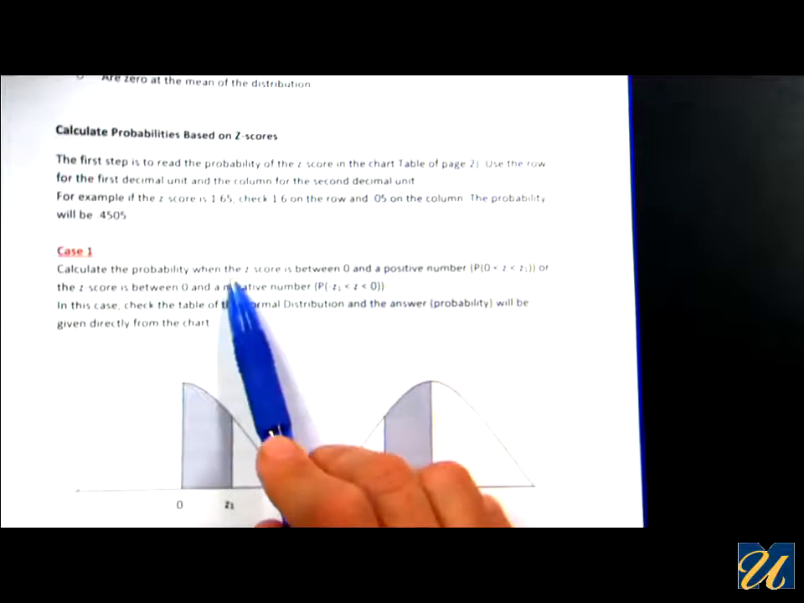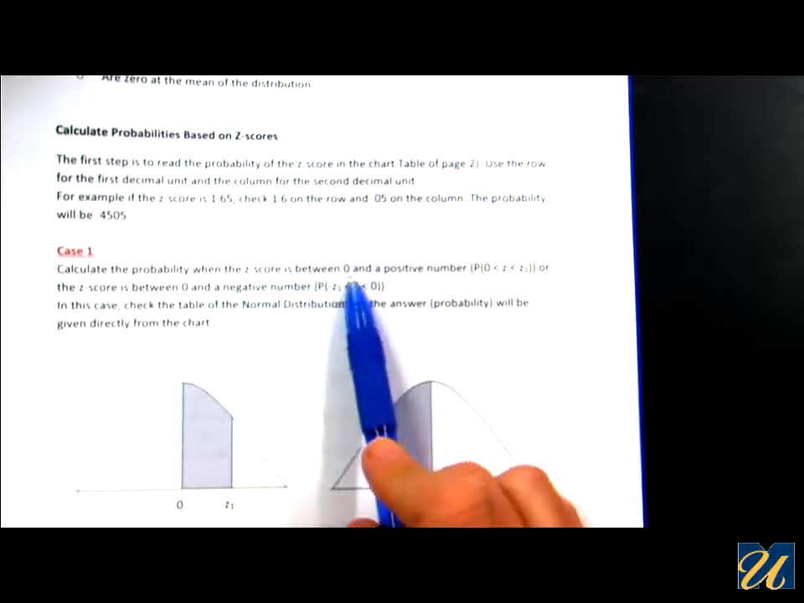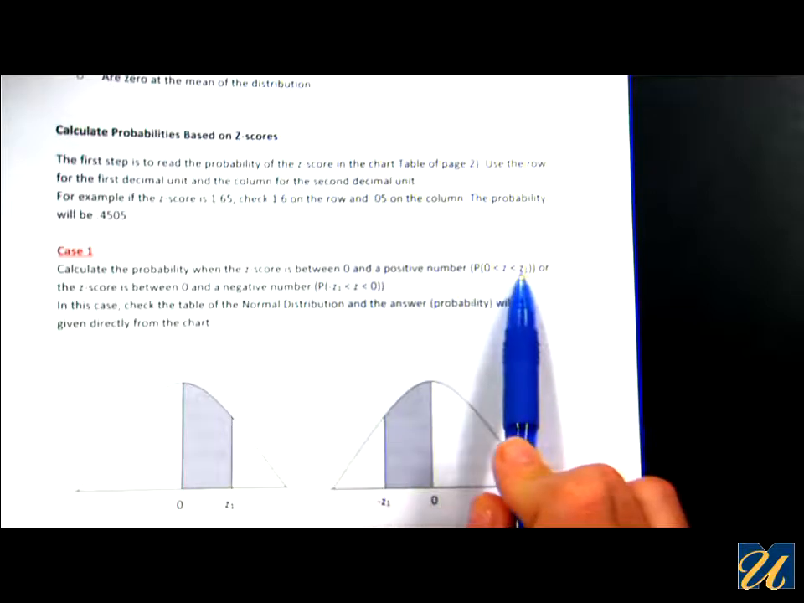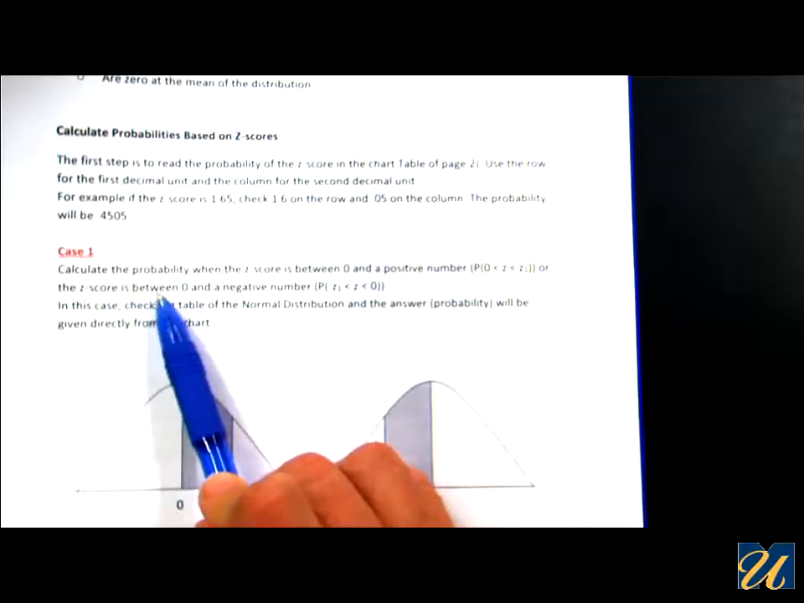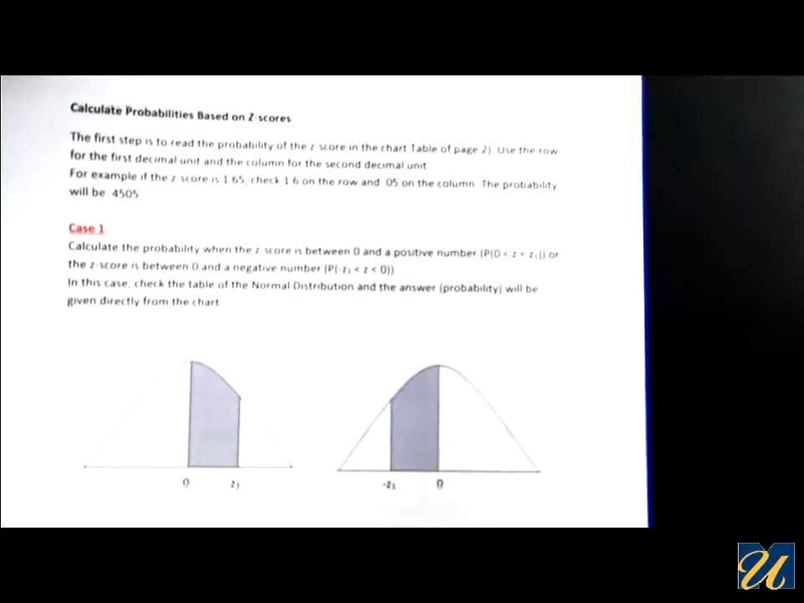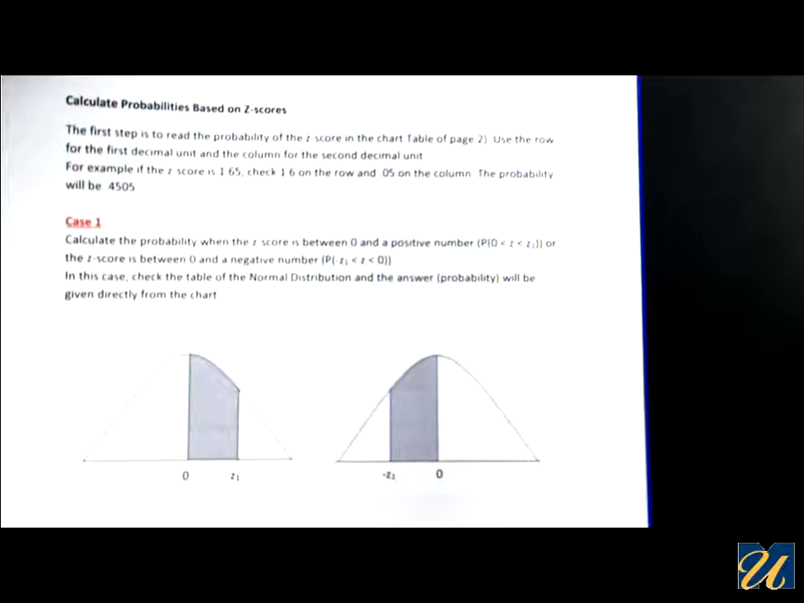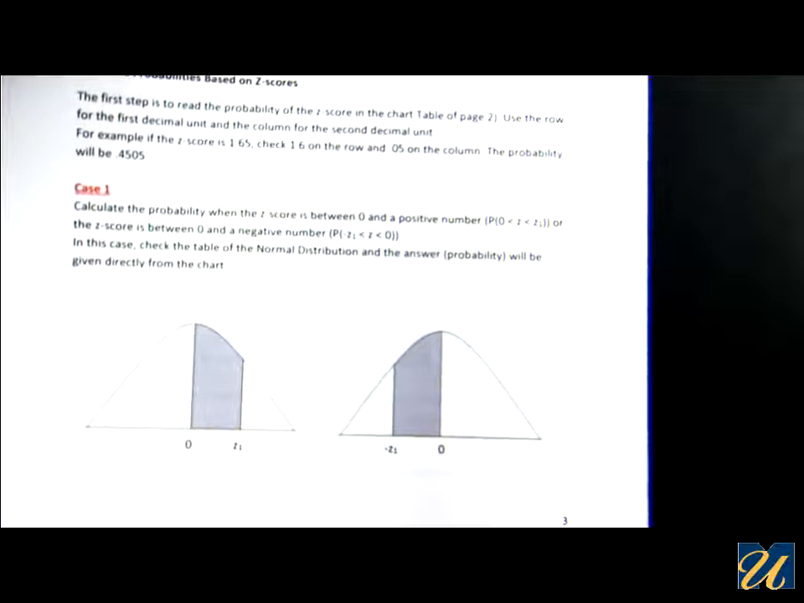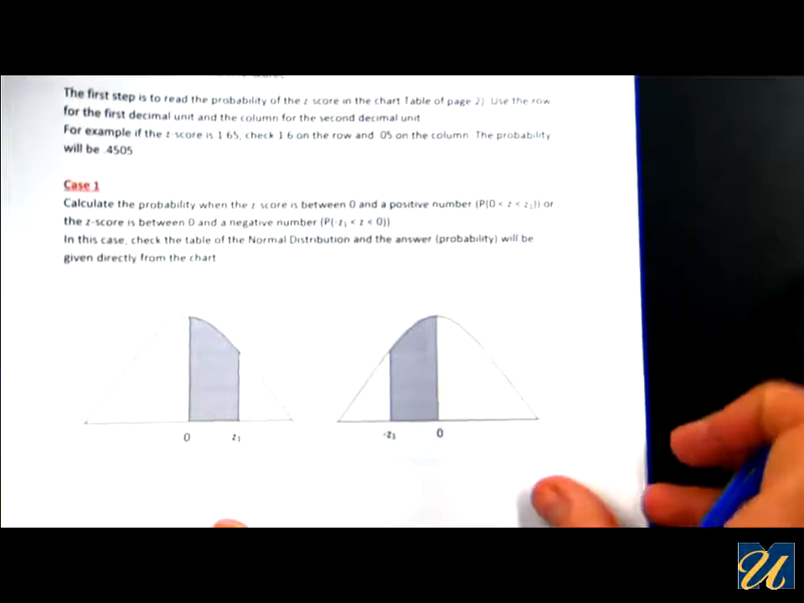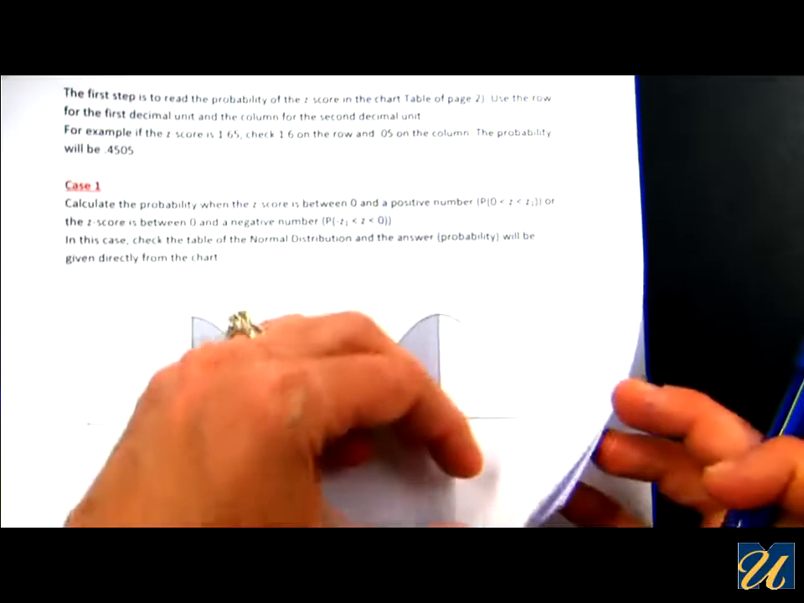We want to calculate the probability when the z-score is between 0 and a positive number, or between 0 and a negative number. In this case, we check the table of the normal distribution, and the probability, the area, will be given directly from the chart. So if you're looking for an area between 0 and a specific value, positive or negative, whatever probability you get from the table will be your answer.